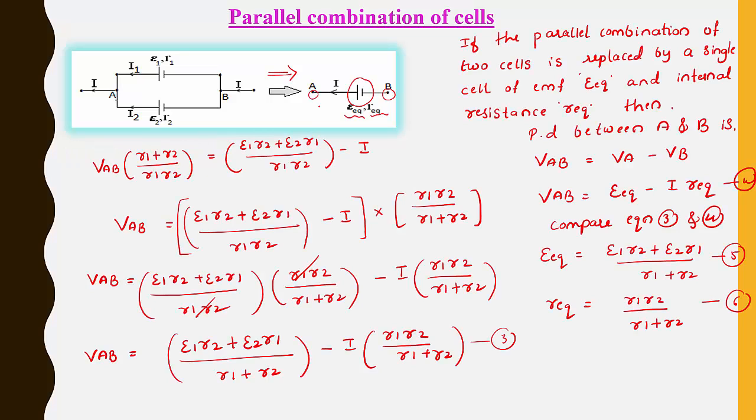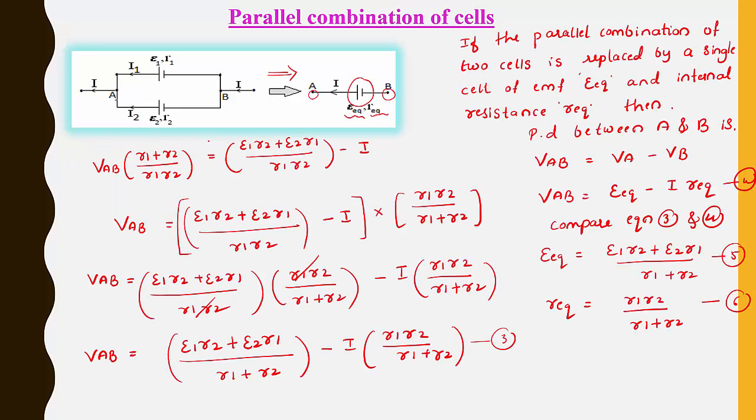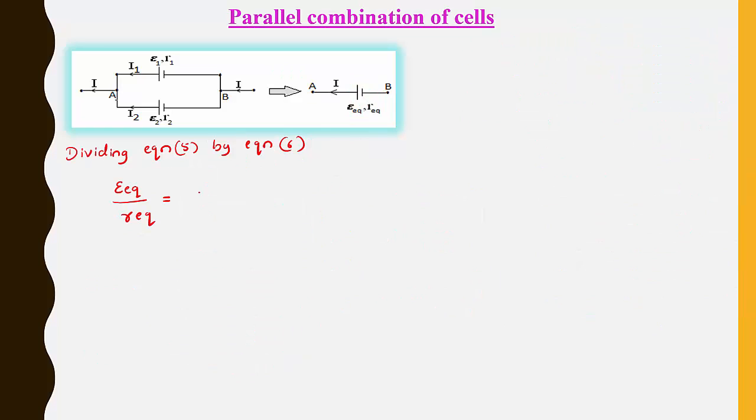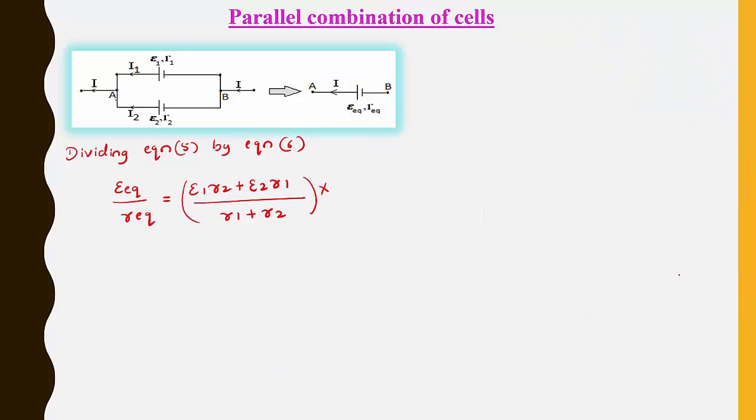See here equation 5 and 6, you can observe E equivalent and R equivalent. Dividing these two equations, what can we get? E equivalent divided by R equivalent is equal to equation 5, which is (E1 R2 plus E2 R1) divided by (R1 plus R2), divided by equation 6. Equation 6 is R1 R2 divided by (R1 plus R2).